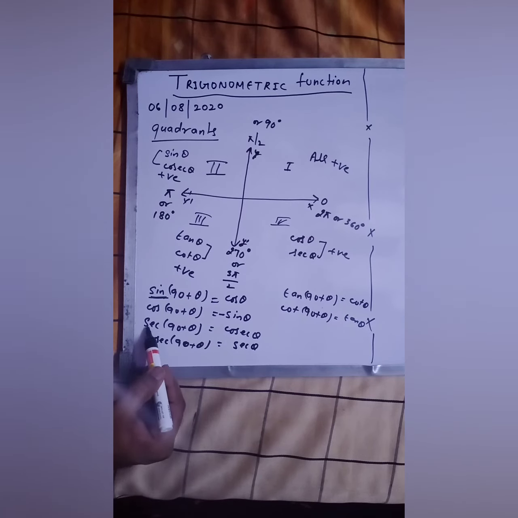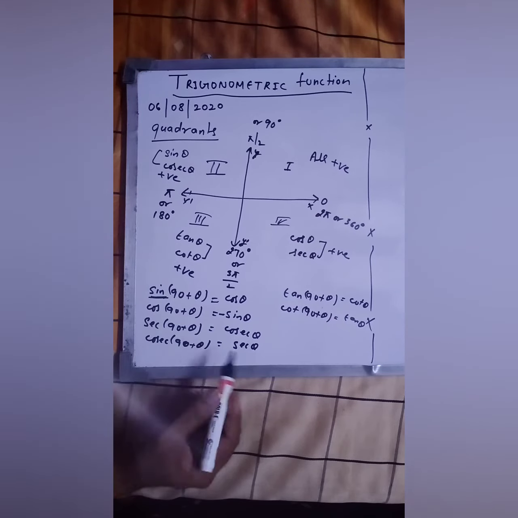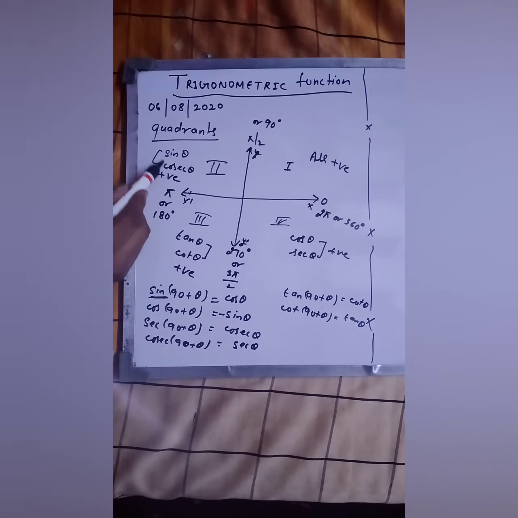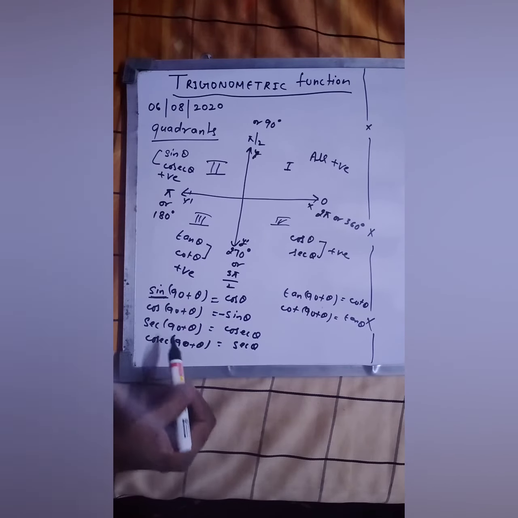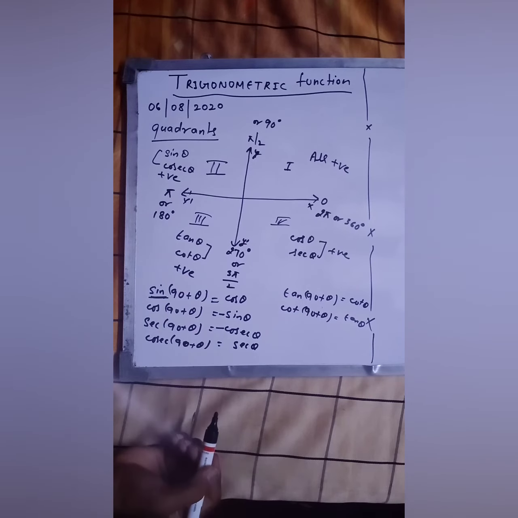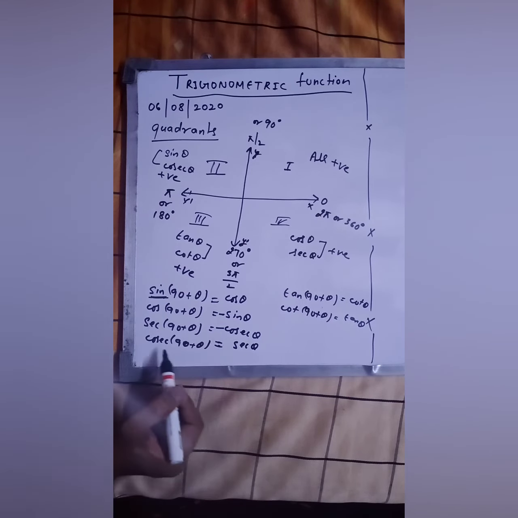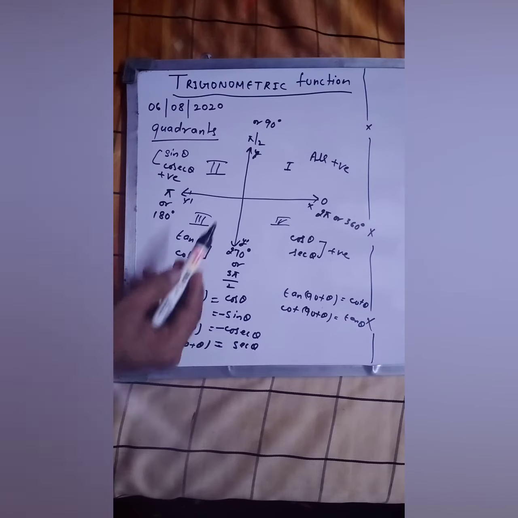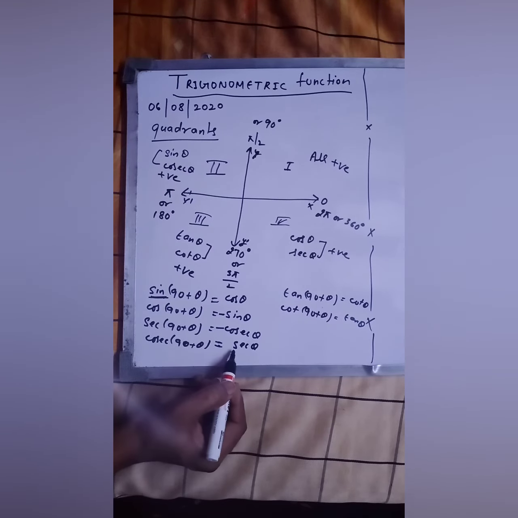Similarly here I'm writing sec 90 plus theta. Sec 90 plus theta means what? Again it is lying in the second quadrant. Here in the second quadrant sec is negative, since sine and cosec are positive and the rest of them are negative. So the answer would be negative. Similarly, for cosec 90 plus theta, cosec is positive, so your answer would be positive. Are you getting the points?